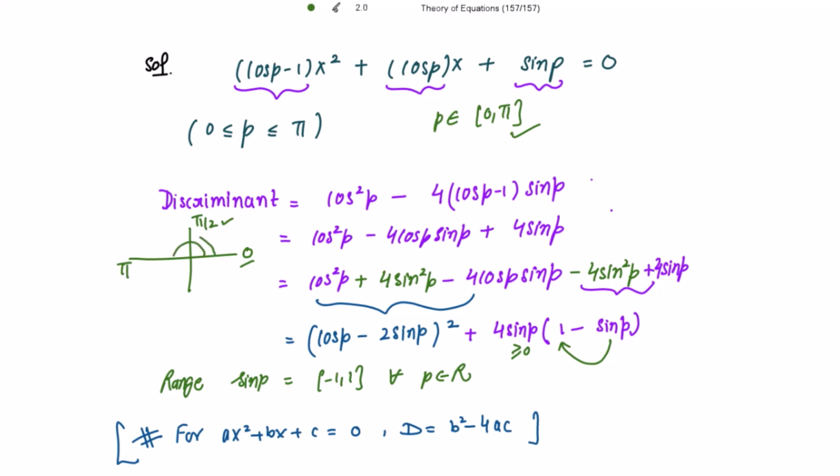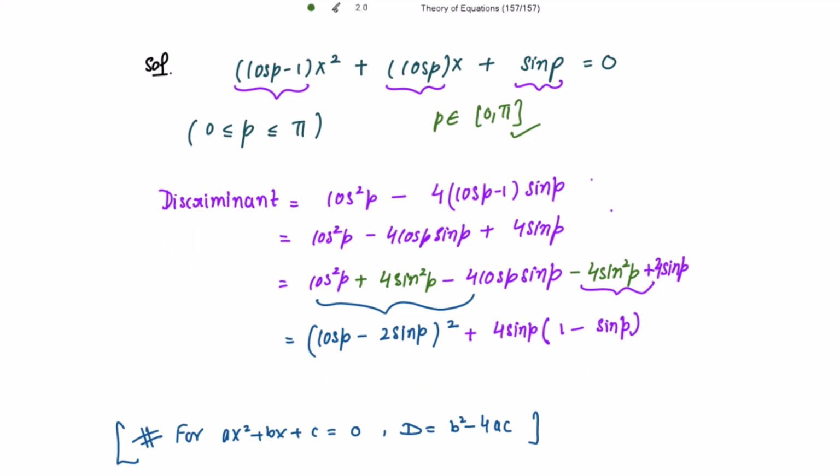From 0, the value of sine increases up to 1. And from pi by 2 to pi, the value of sine decreases to 0. That means if I subtract any value of sine p from 1, either I get the value 0 or I get a positive value, right? So 1 minus sine of p is also greater than or equal to 0, right? That means this complete discriminant is greater than or equal to 0. Yes? And if the discriminant is greater than or equal to 0, then the roots of the quadratic equation are real roots.